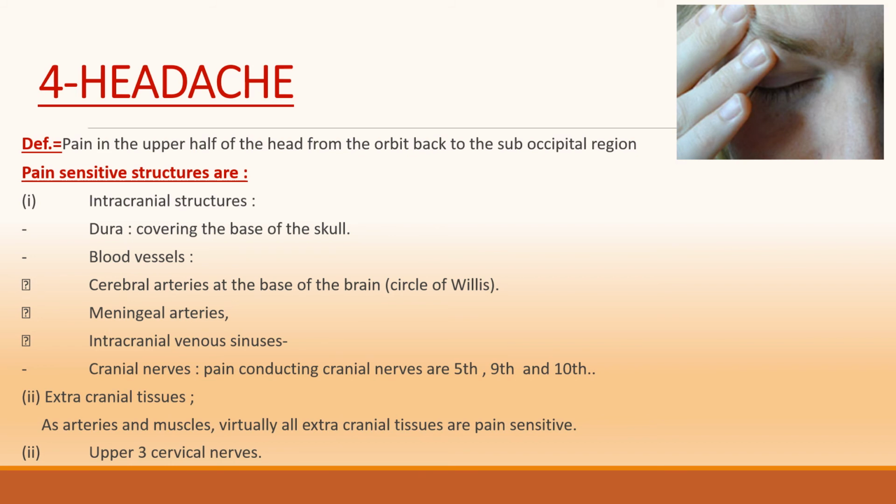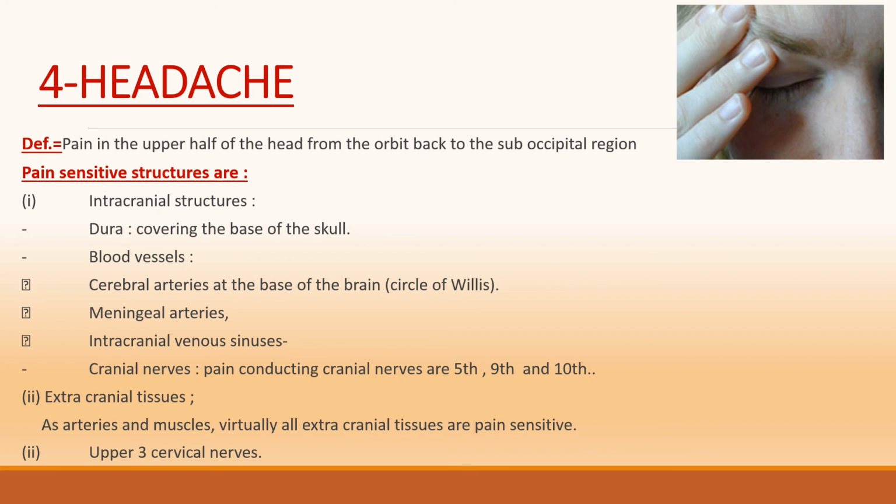Headache. The definition of headache is pain in the upper half of the head from the orbit back to the suboccipital region. Pain-sensitive structures are intracranial structures like the dura covering the base of the skull, blood vessels like cerebral arteries at the base of the brain, circle of Willis, meningeal arteries, intracranial venous sinuses, and cranial nerves. Pain conducting nerves are the 5th, 9th, and 10th.